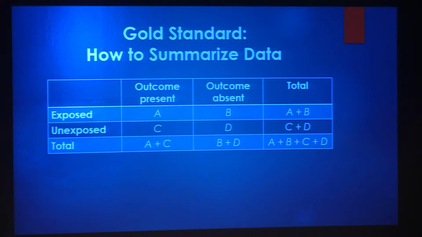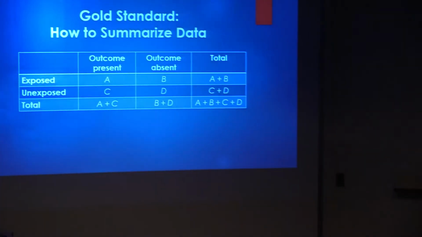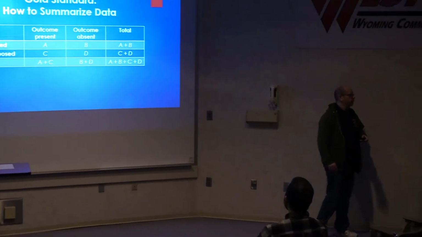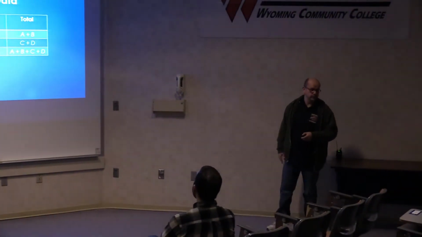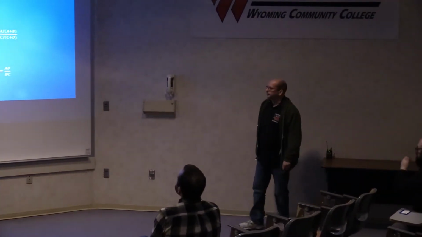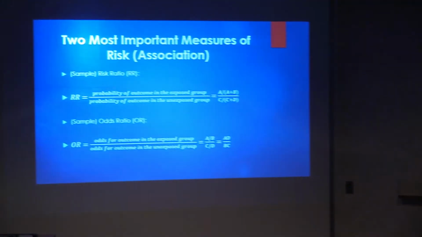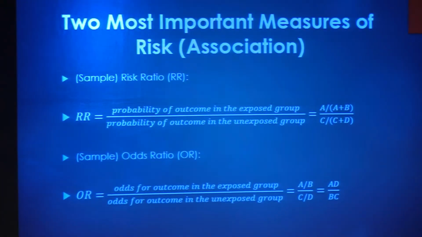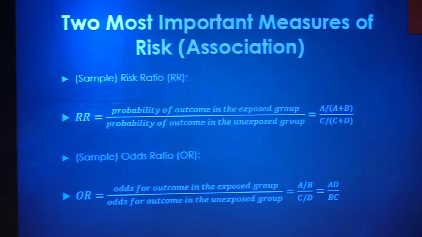So this is what we call the gold standard, 2x2 table. Very simple table, looks very simple, in fact. But it's amazing how much you can do with this simple summary table of what you have. The two most important measures for risk are the following: the sample risk ratio and the sample odds ratio. And keep in mind the word ratio, okay? It's a fraction. That's going to be very important later on in the comments. Like, when is the fraction equal to 1?